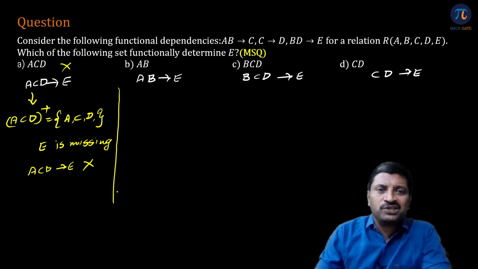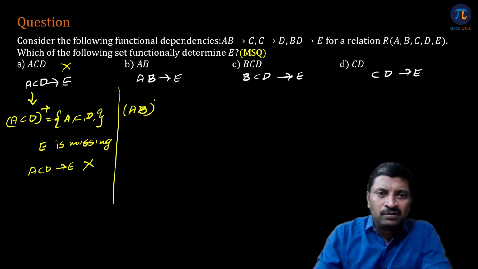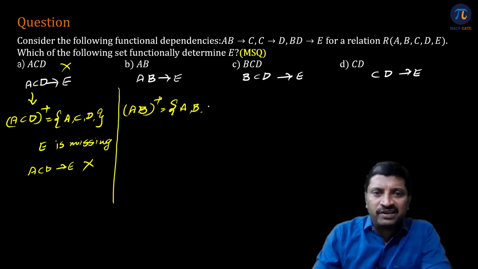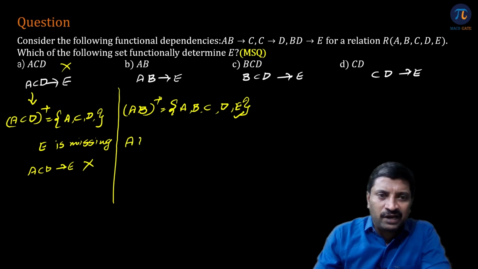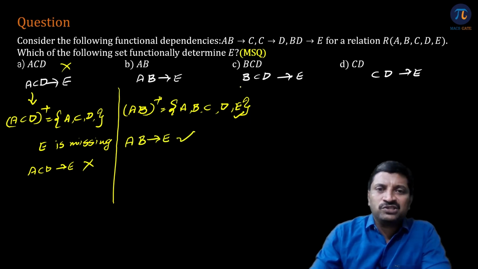What about the second option, sir? We need to find the closure of AB. What is the closure of AB? With AB, I can find AB. With AB, I can find C. With C, I can find D. With B comma D, I have B comma D. We can find E also. So E we got. I can write AB implies E. So this is valid.